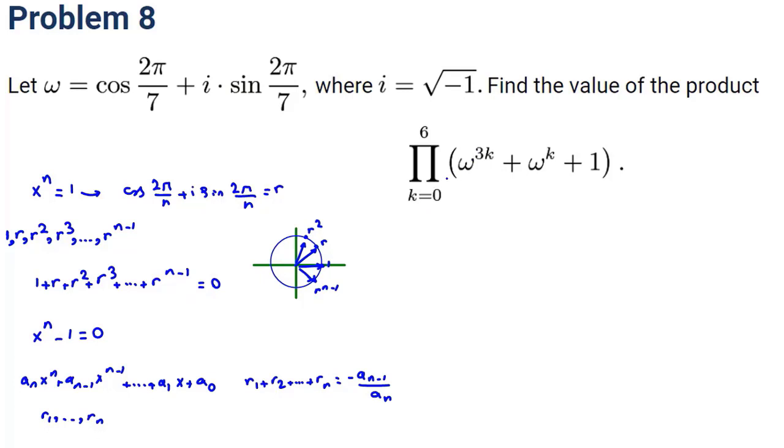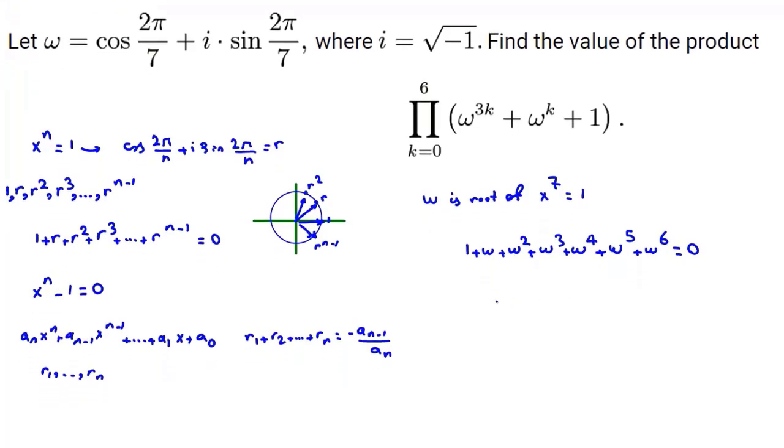Now here, we conclude that because omega is 2 pi over 7, or 2 pi over n, omega is a root of x to the 7 equal to 1. We can say the roots are 1 plus omega plus omega squared plus omega cubed plus omega to the 4 plus omega to the 5 plus omega to the 6 equal to 0. So we have this, and if you subtract 1, you get omega plus omega squared plus omega cubed plus omega 4 plus omega 5 plus omega 6 equal to negative 1. And we will use this a lot of times in this problem.